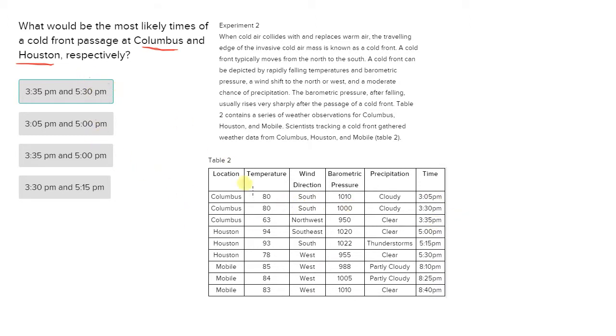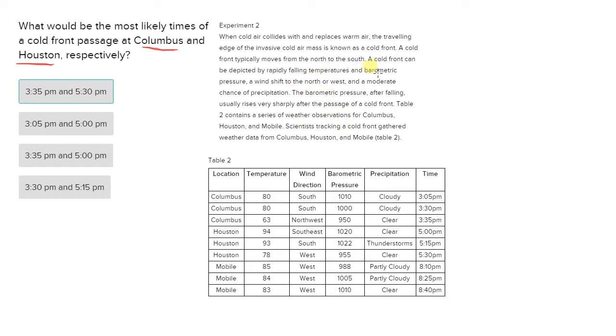Now, if we look into the passage, into the table, it doesn't explicitly say anywhere that a cold front passed through any of these specific times, but we can see changes in temperature, wind direction, barometric pressure, and precipitation. So we're going to look back, as we always do if it's not explicit about what we're looking for, into the passage, in this case in experiment 2, to see what data is relevant and important.